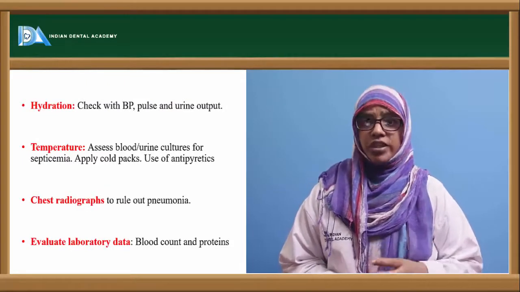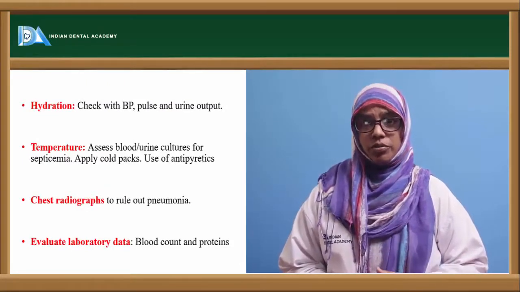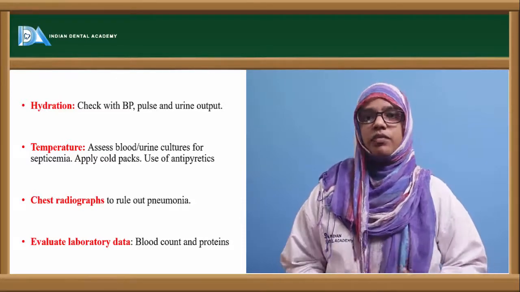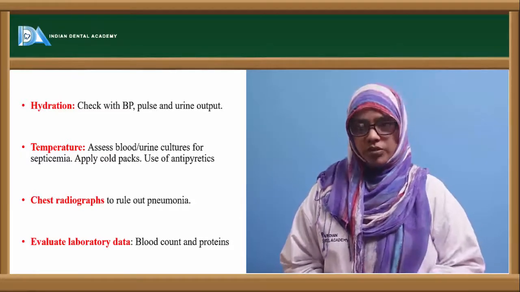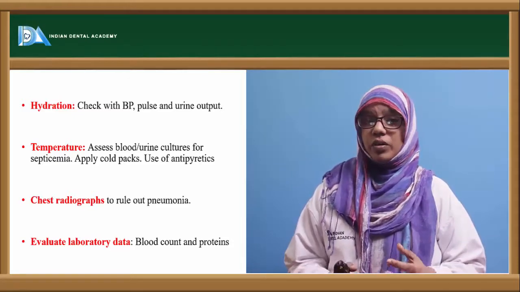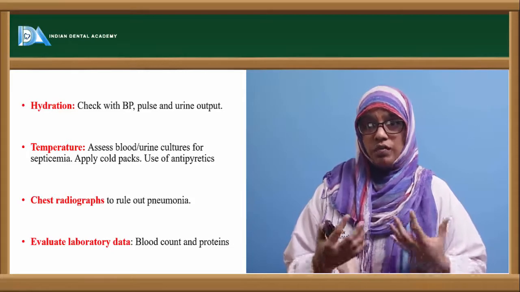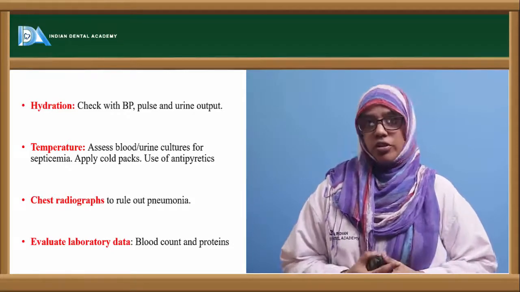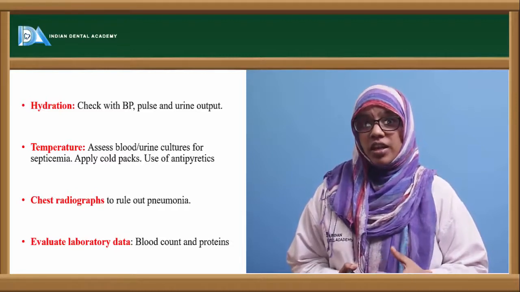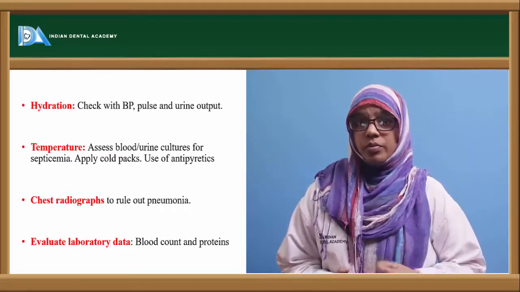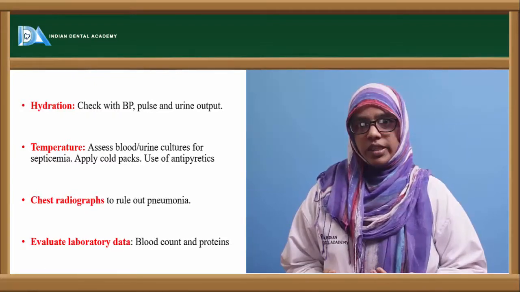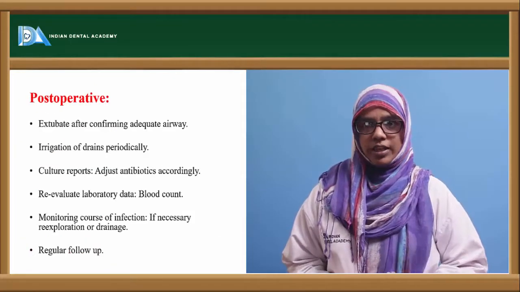Hydrate the patient. Check the blood pressure, pulse and urine output. The patient is severely dehydrated. Take an IV line and start with IV fluids. Monitor the temperature. Also apply cold packs to decrease the pyrexia because the patient is in septic shock. There will be spikes in temperature, so you have to monitor it. Take a chest x-ray to rule out any kind of pneumonia because of aspiration of the pus. Then evaluate laboratory data continuously. Do blood culture and protein analysis.